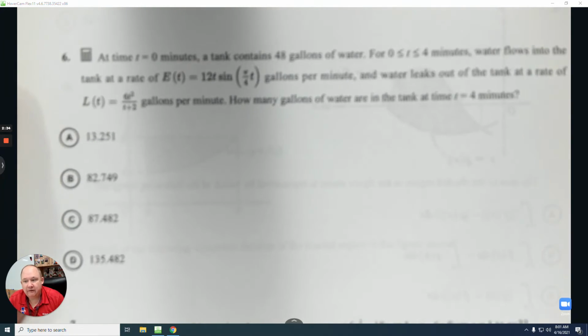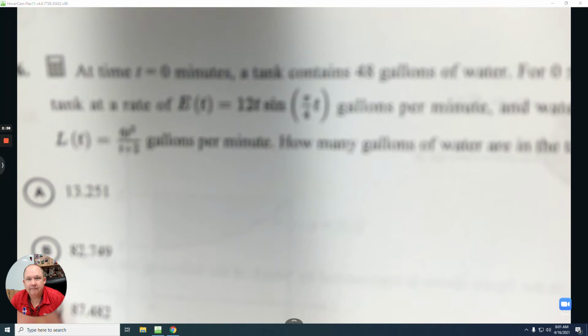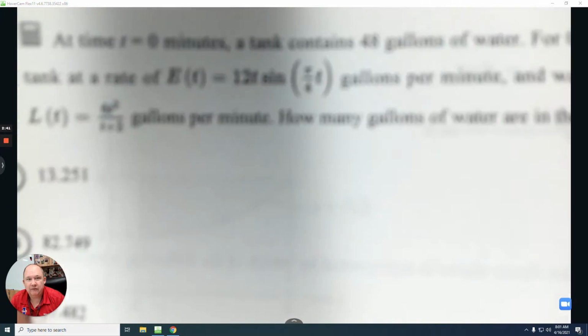Number 6, another calculator question. See if my camera will focus in and out again.